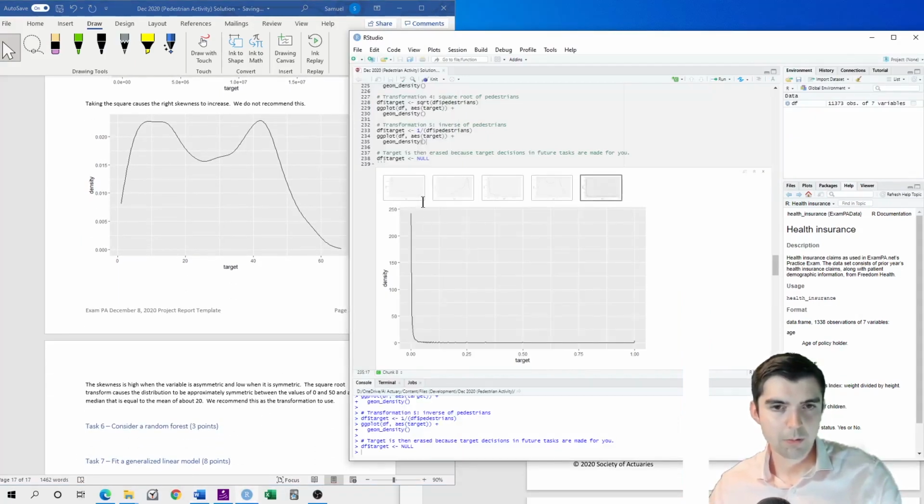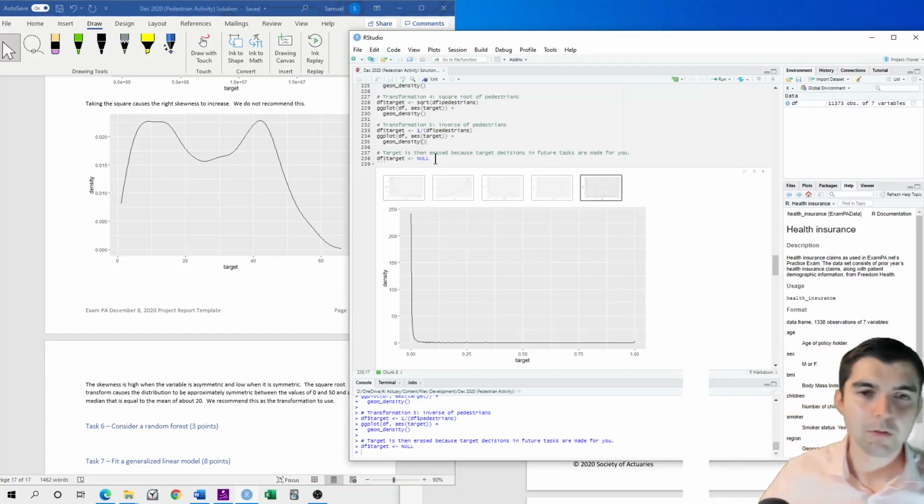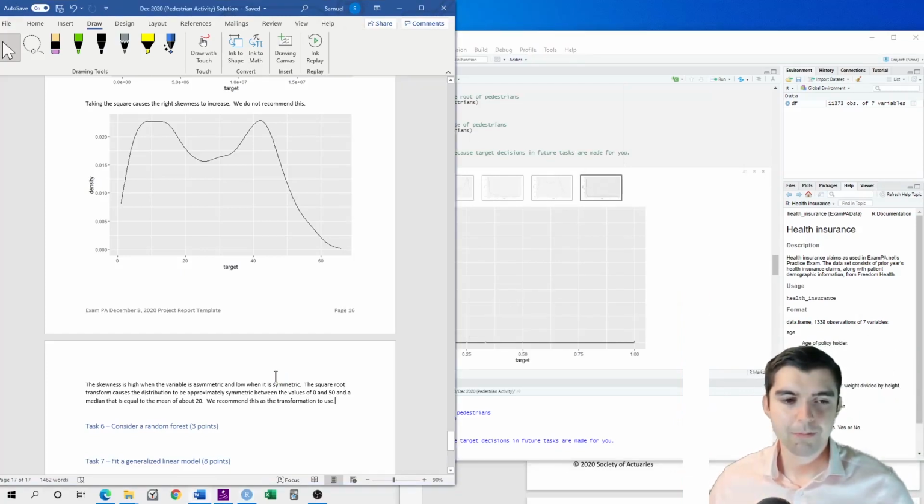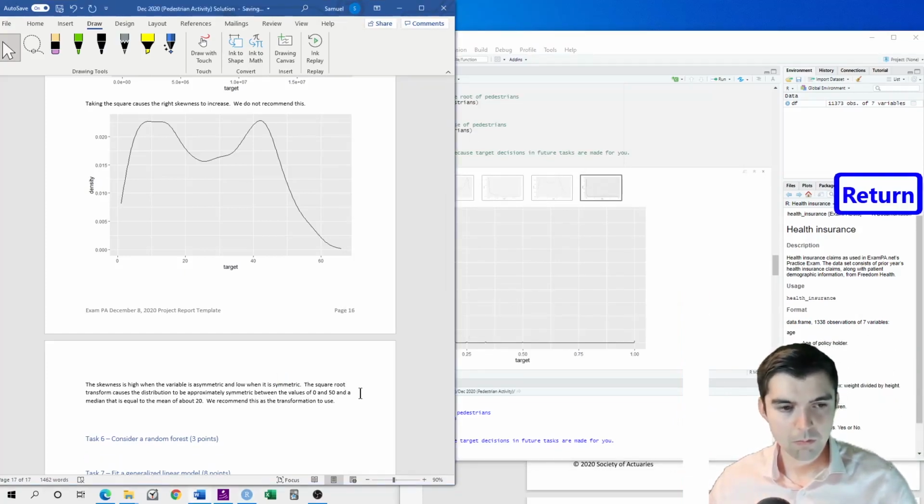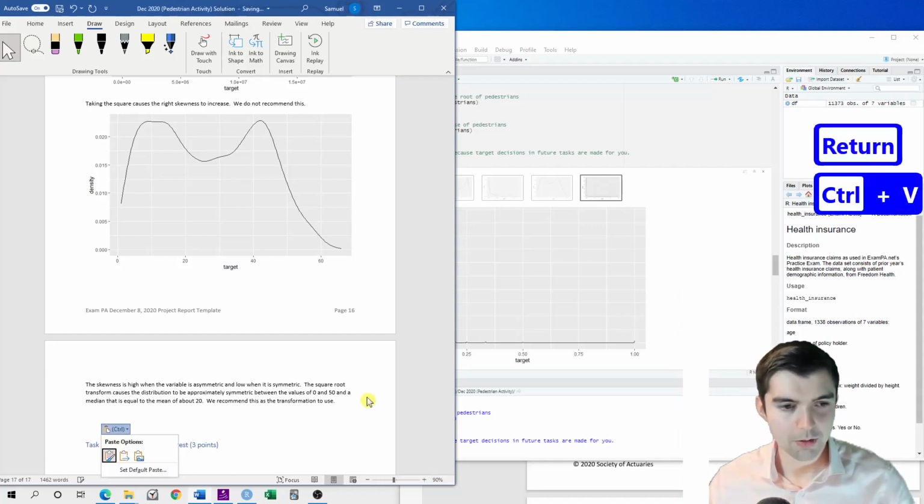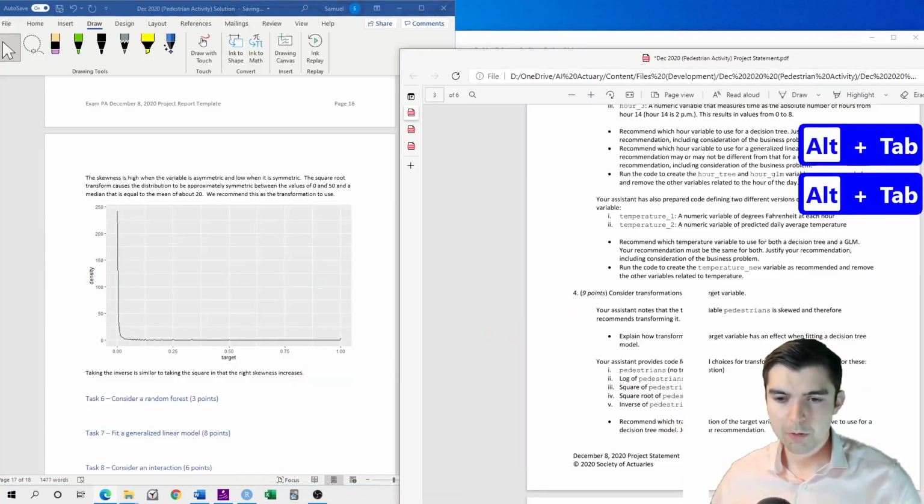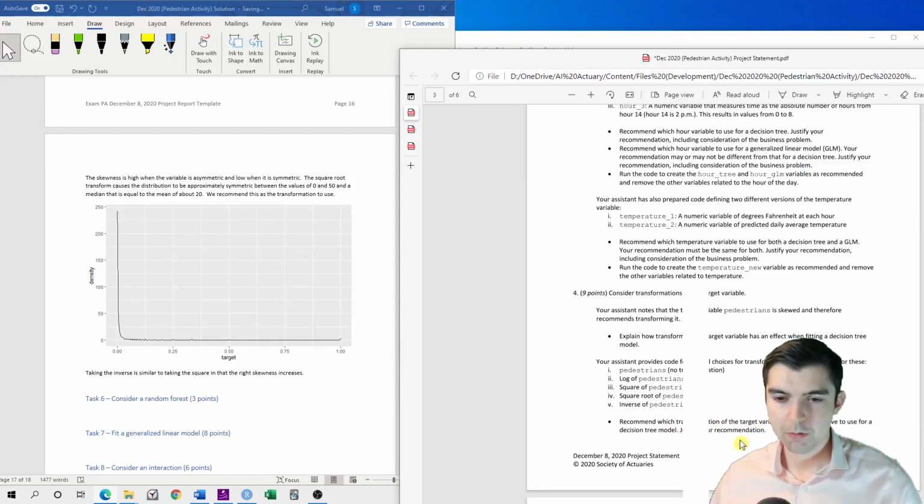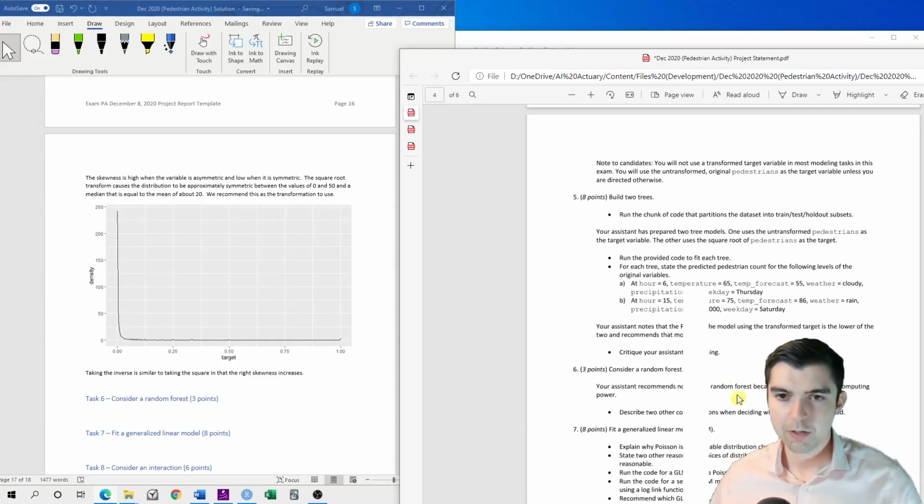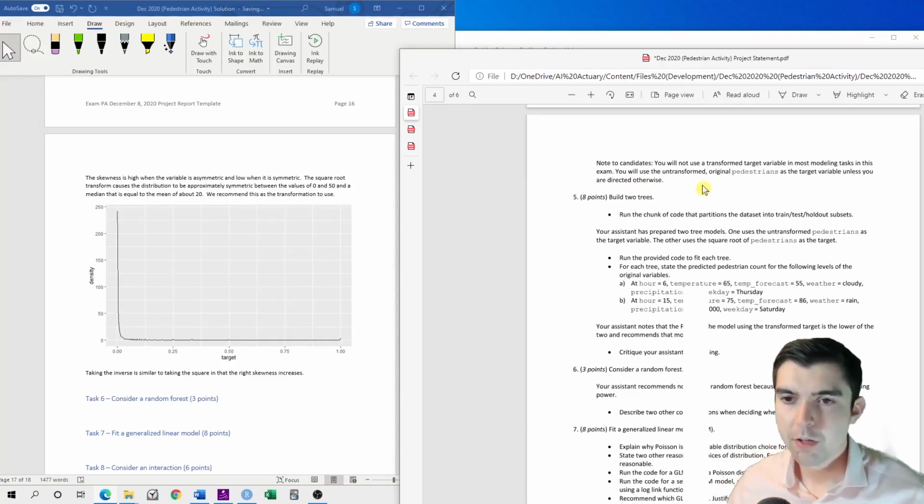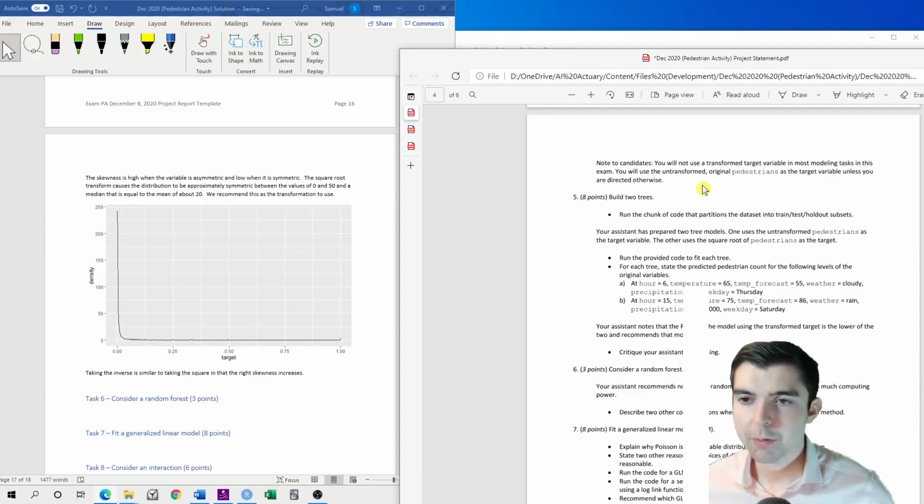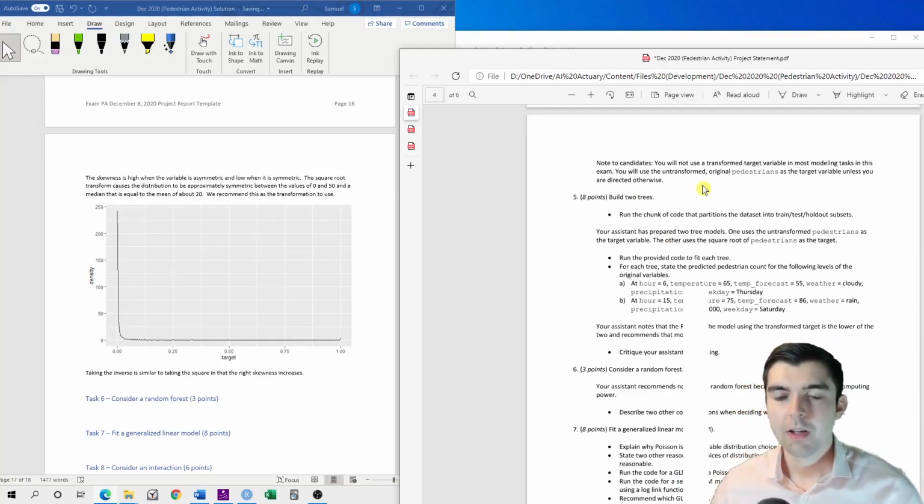And this one is the inverse, which just makes the skewness even worse. So recommend which transformation of the target variable to use and justify. Okay, done. Note to candidates: you will not use a transformed target variable in most modeling tasks in this exam. You will use the untransformed original pedestrians as the target variable unless you are directed otherwise.